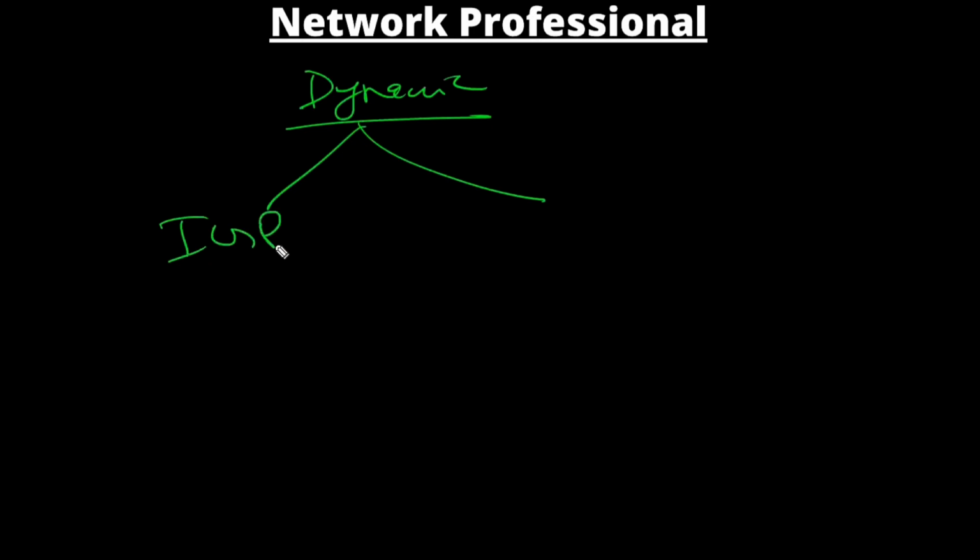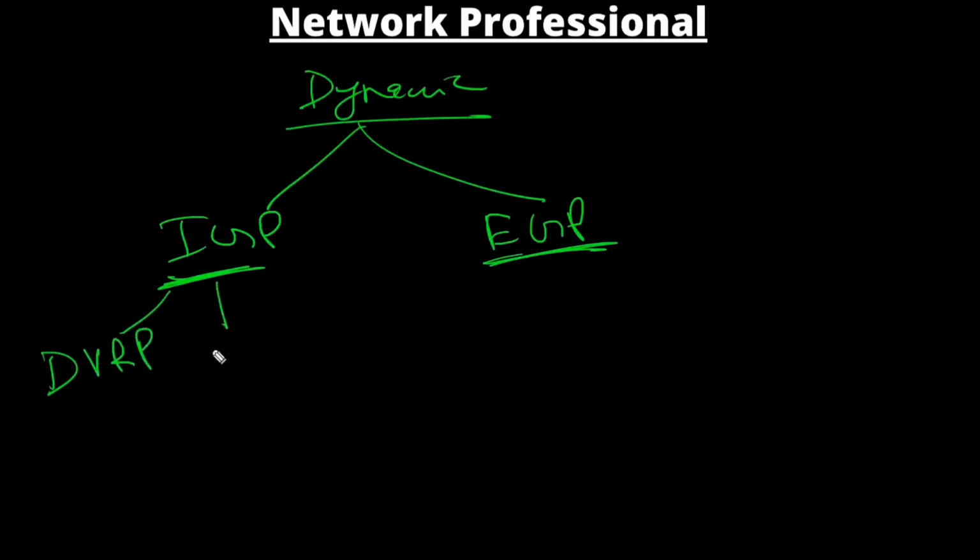So how many types of dynamic routing are there? There are two types of dynamic routing, right? First one is IGP, Interior Gateway Protocol, and second one is EGP, Exterior Gateway Protocol. If I talk about IGP protocols, there are three types of IGP protocol. First one is distance vector routing protocol. Second one is advanced distance vector routing protocol, right? And third one is link state routing protocol. So how many types of IGP protocol are there? There are three types of IGP protocol, right?